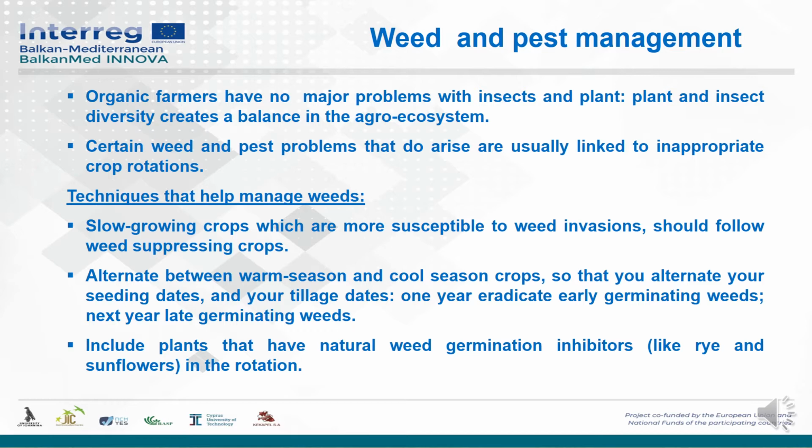Another advice is to include plants that have natural weed germination inhibitors. You know that plants leave in the environment natural chemicals they produce. Some of them can help the other plants, and some of them are not good for the other plants. For example, rye and sunflowers in the rotation are good to use because they leave some kind of inhibitors for the weeds.